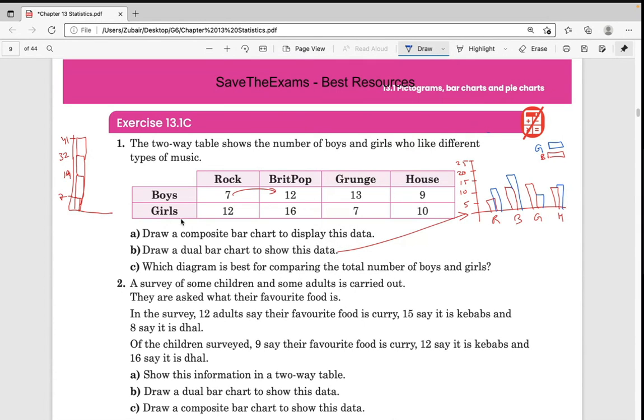Now for girls, first one is 12. Then it is 12 plus 16, makes it 28. Takes it much higher than 19. On the opposite side, this is 28 total. Plus 7 gives me 35. Again, above that 32 mark, this is 35. And last one is 10, makes it 45.